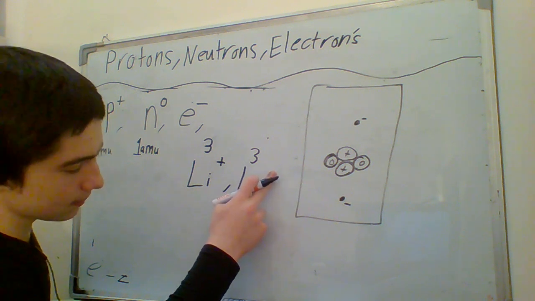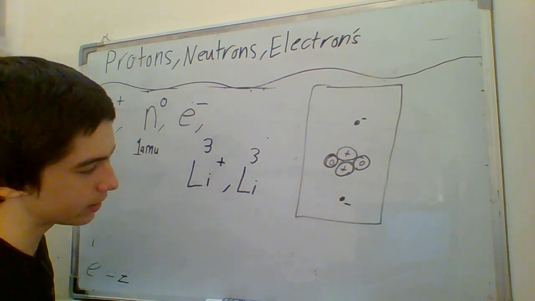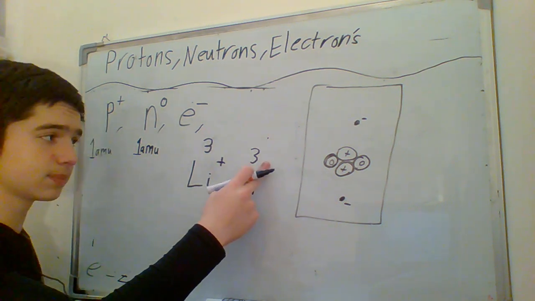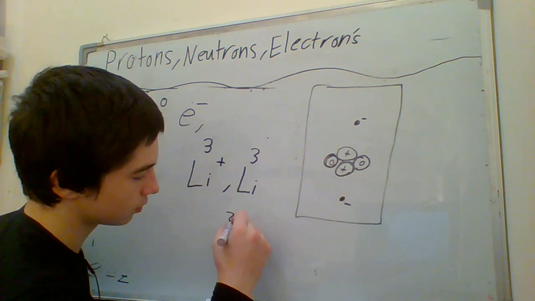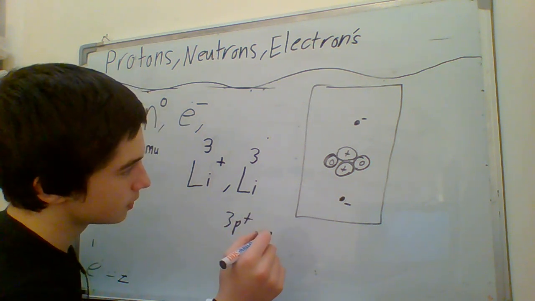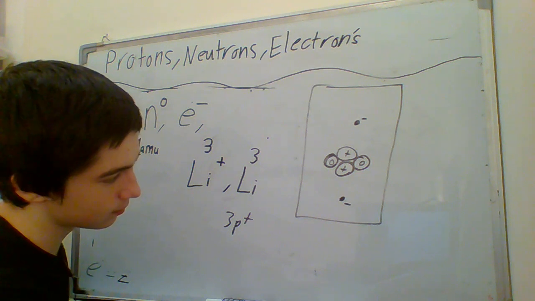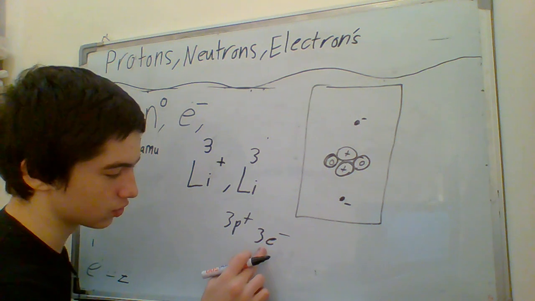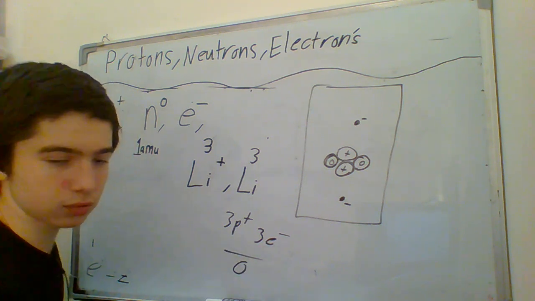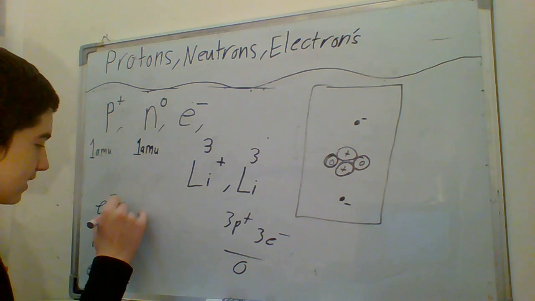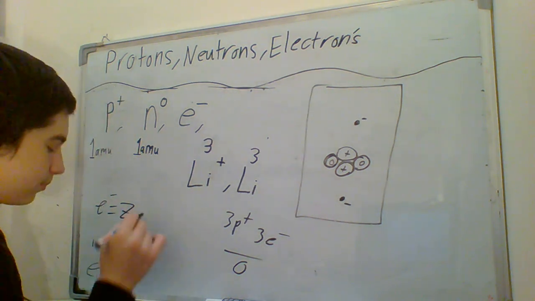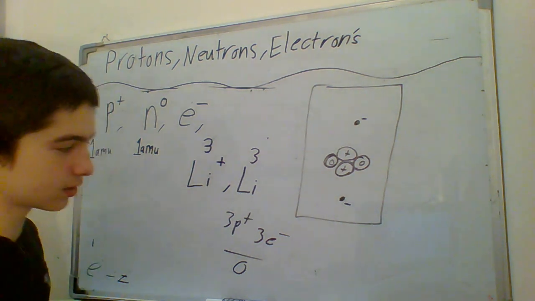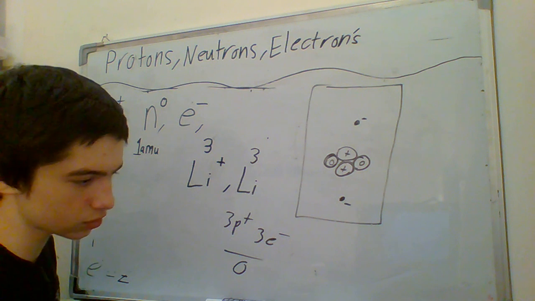Always look, if it's a neutral element or a neutral atom, just simply use the rule P plus equals Z. So the atomic number is 3, so the number of protons is 3 P plus. And to neutralize that, we should have 3 E minus. So you should have 3 protons and 3 electrons, and this will equal 0. We can also use the rule that E minus equals Z only if the element is neutral. That's a simple way to calculate the number of electrons and protons when the atom is neutral.